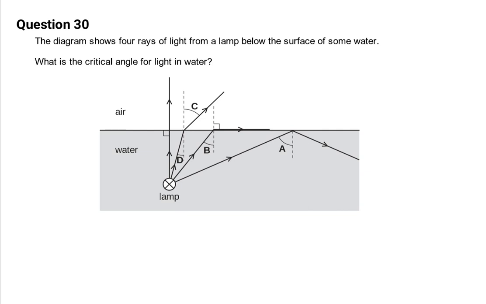Now this one's going to be straightforward. What are we looking for? Critical angle. We've done this already. The critical angle for light in the water is going to be B. You can see that this is 90. The refracted ray is coming at 90 degrees. Therefore, B is going to be the answer.